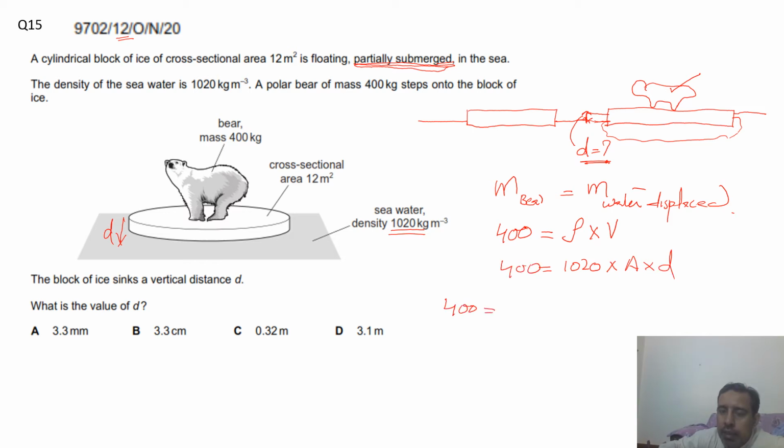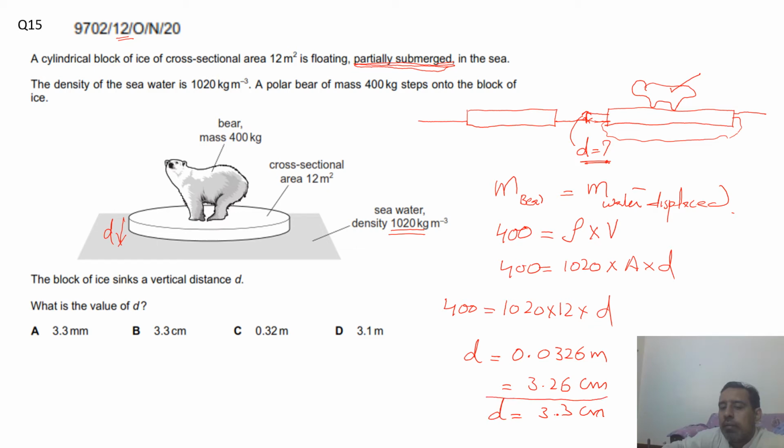So 400 equals 1020 into 12 into D. By solving this on the calculator, we can have 0.0326 meters, and in centimeters it is 3.26 cm, or you may write it as 3.3 centimeters. This one. So option B is correct.